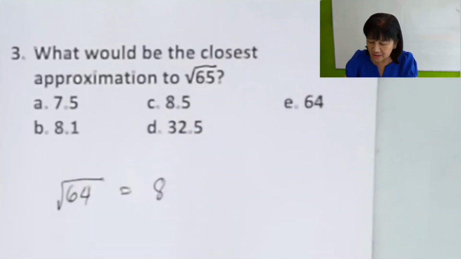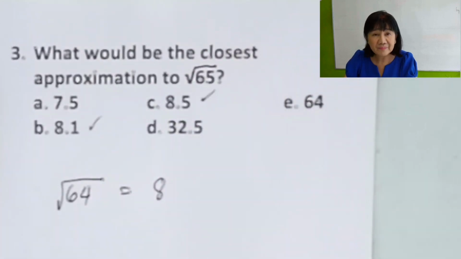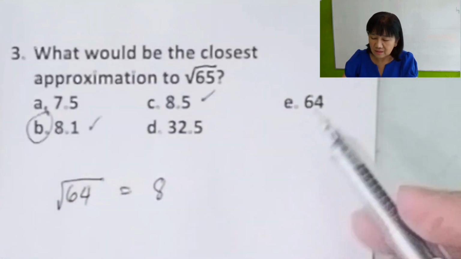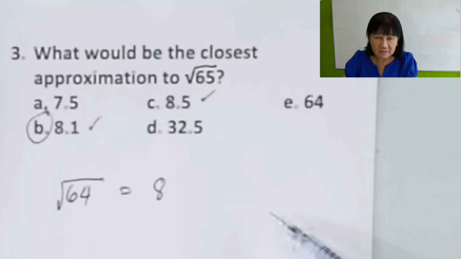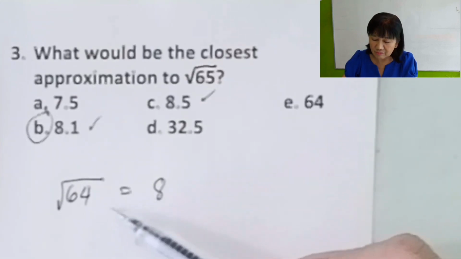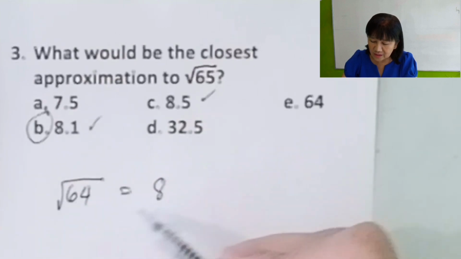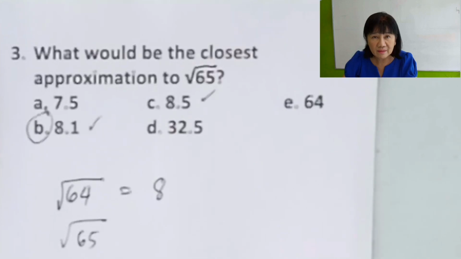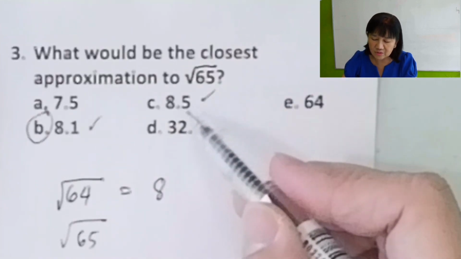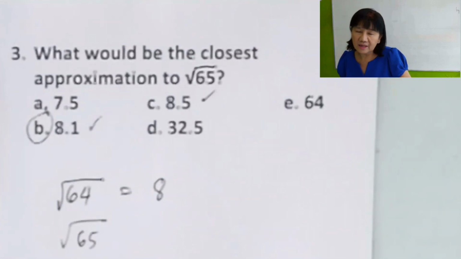Now, take a look at the choices. So, will it be B or C? The correct answer is B. Why B? If you're going to have 8.5, that is so far already from 65, because the square root of 64 is 8 and we're looking for the square root of 65. The only difference is 1. So you cannot have a 0.5, but you can only have nearly like 8.1.